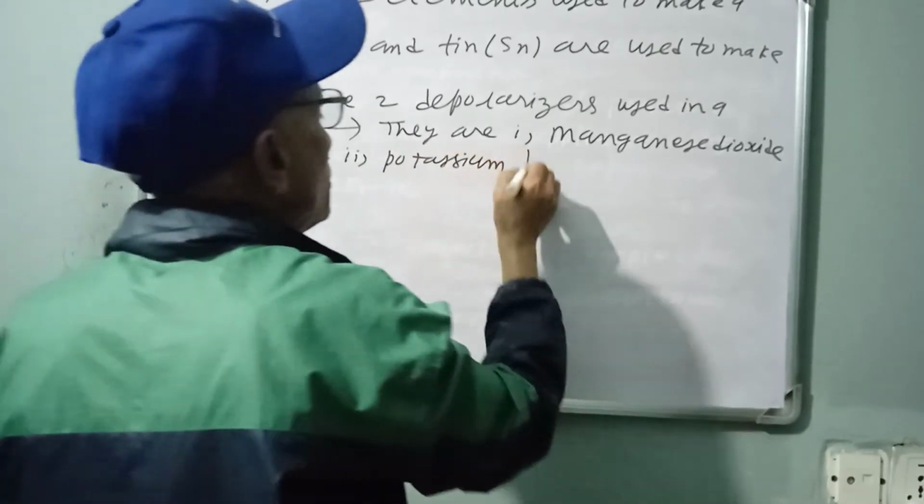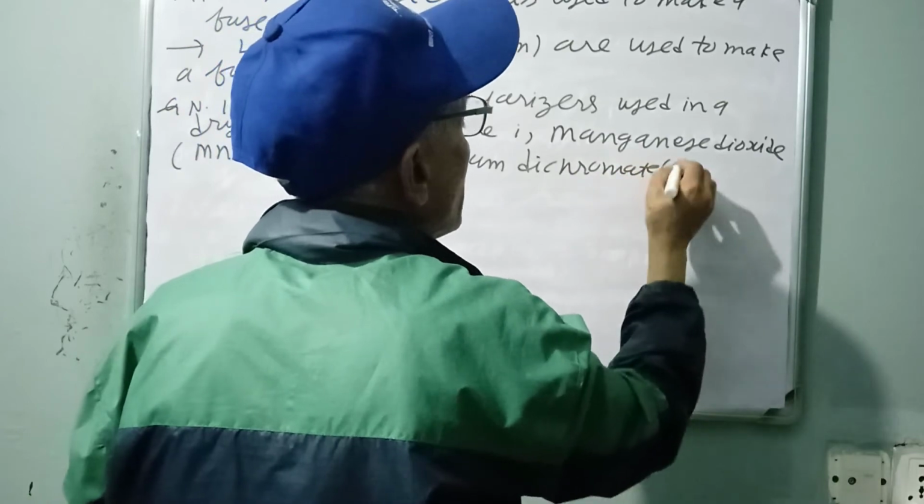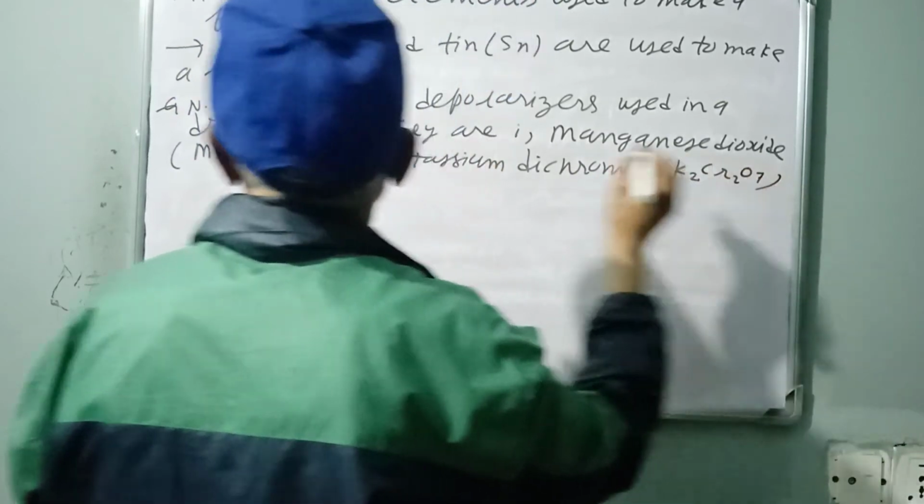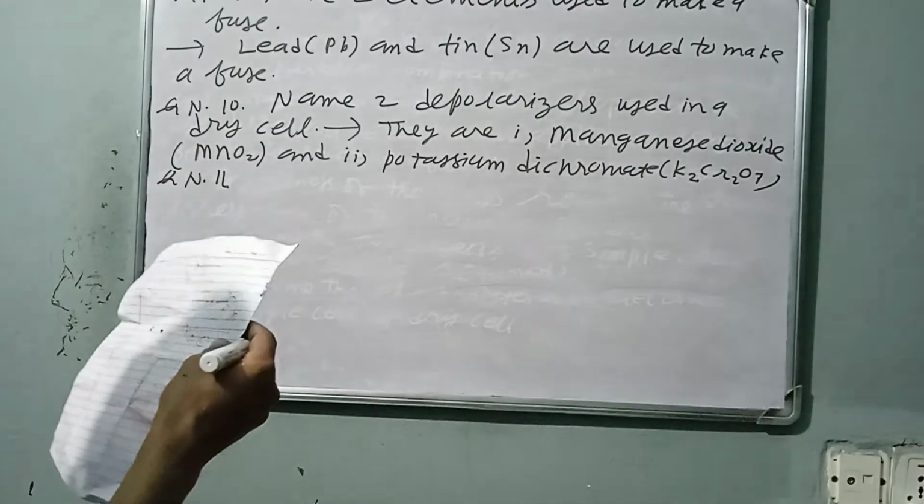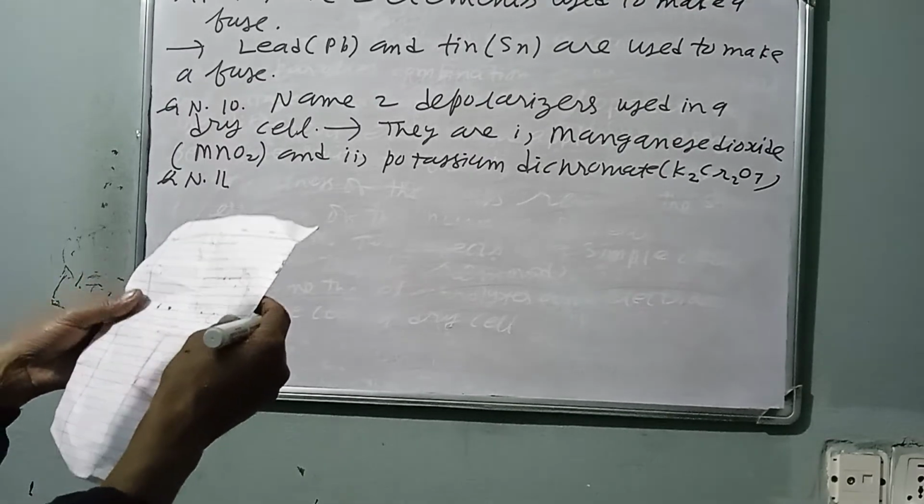Potassium dichromate, K2Cr2O7. And question number 11. See, I have written some questions. Series and parallel connection, open circuit, closed circuit here.